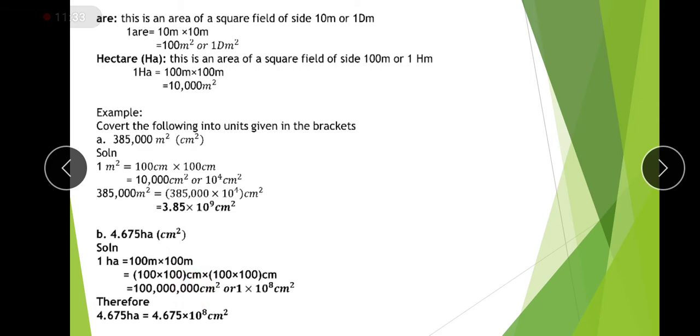Now, I told you to avoid writing all these zeros, just write this value in its standard form. That will be 10 to the power of 8 square centimeter. I want to convert 4.675 hectare. That will be equal to, just multiply, 4.675 times 10 power 8 square centimeter. Hope up to there we're together.